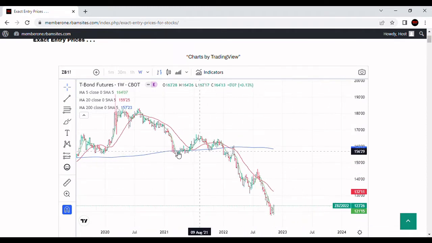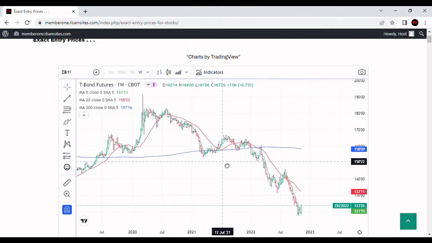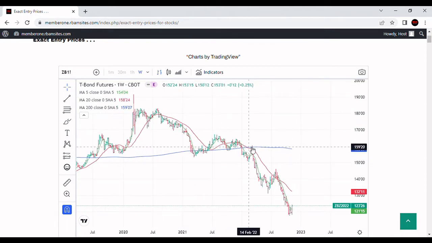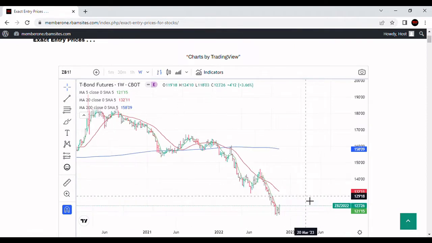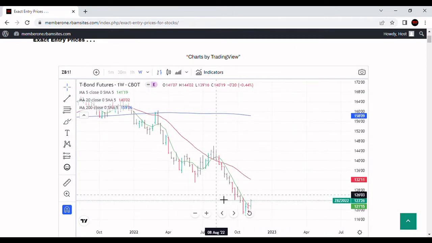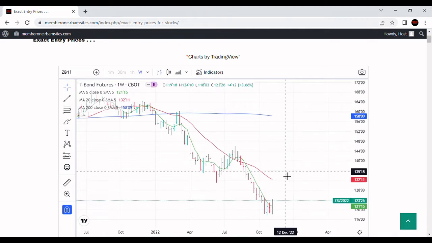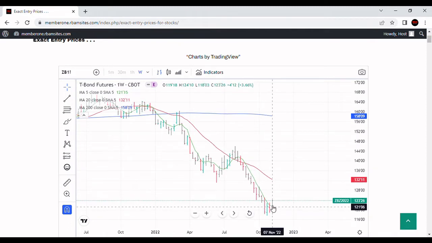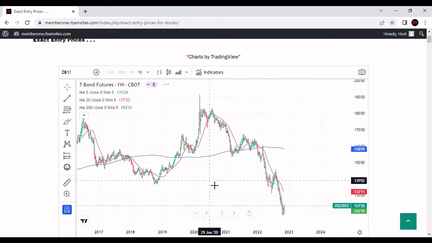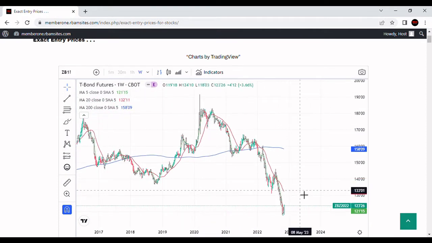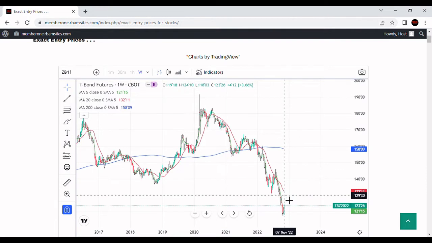We have a flat 200-week moving average in blue, a 20-week in red, and a 5-week moving average in green. Now we can see for the first time in a long time, probably all the way back since July 25th, we've got a weekly close above the 5-week moving average. So that's another positive sign on the weekly chart. This is clearly still in a bear market. It's an enormously negative looking chart, but it's also oversold.